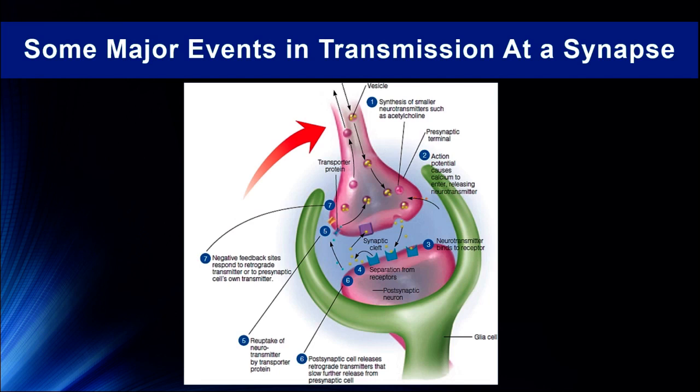And so here are some of the major actions at the synapse. Again, we have the synthesis of smaller neurotransmitters. Here, at the presynaptic terminal, an action potential causes calcium to enter, releasing the neurotransmitter. These are what we call calcium-gated ion channels. The neurotransmitter then can bind to the receptor. It can then separate from the receptors. It can be taken back up by a transporter protein. The postsynaptic cell can also release retrograde transmitters that further slow this process. And then also negative feedback at those autoreceptor sites to the release of that neurotransmitter causes this process to stop.